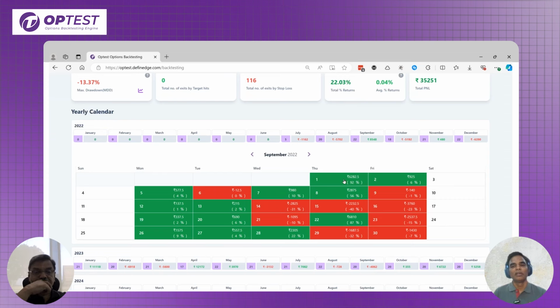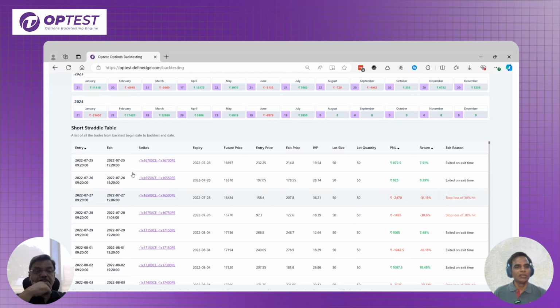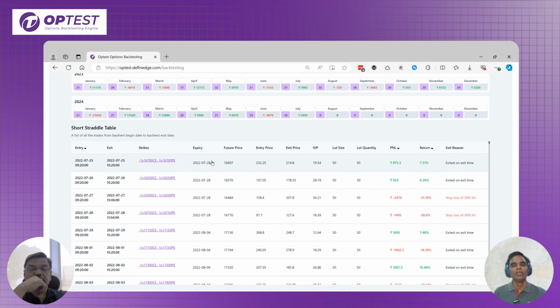And then if you see here, each and every trade has been listed. Okay. So what is the entry time? What is the exit time? What are the strikes used, entered for this strategy? Call option and put option. What is the expiry selected for that strategy? What was the future price at the point when we entered the strategy? Because the selection of the strike price is based on that future price.